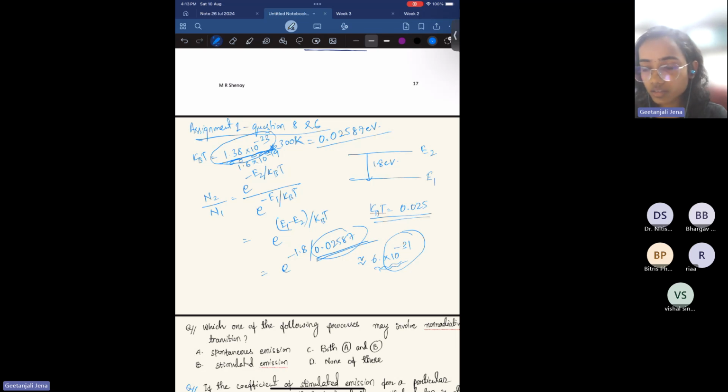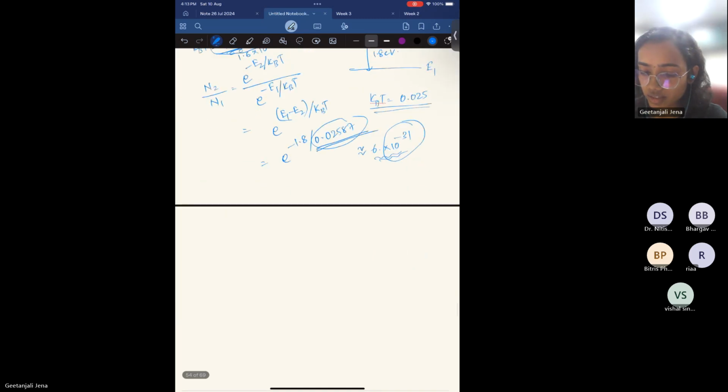So the other one, question number 6. It is: in thermal equilibrium state, the ratio of occupation probability of atoms in a non-degenerate atomic system in the ground state to the excited state is given by. Since it is in thermal equilibrium, you can use the probability distribution that the number of atoms in the ith energy level is directly proportional to e to the power minus Ei by KBT.